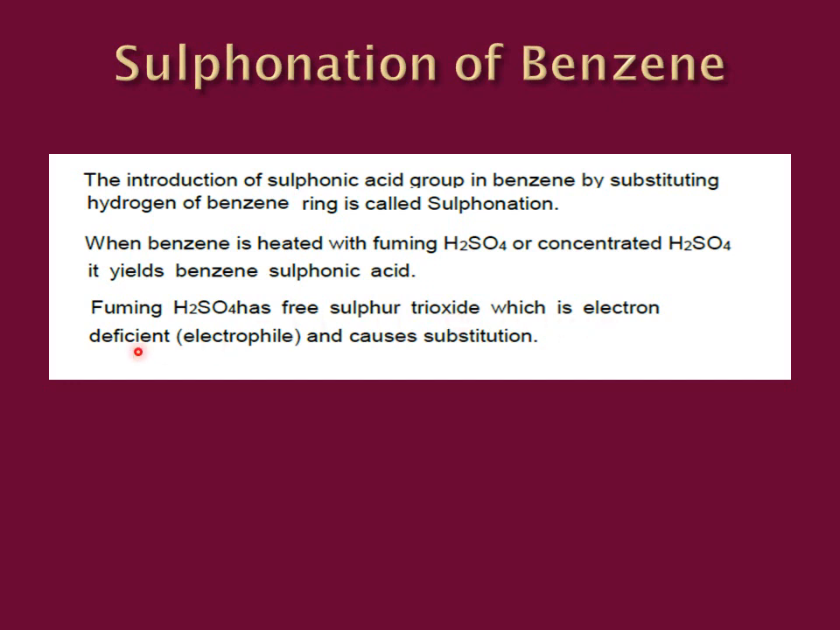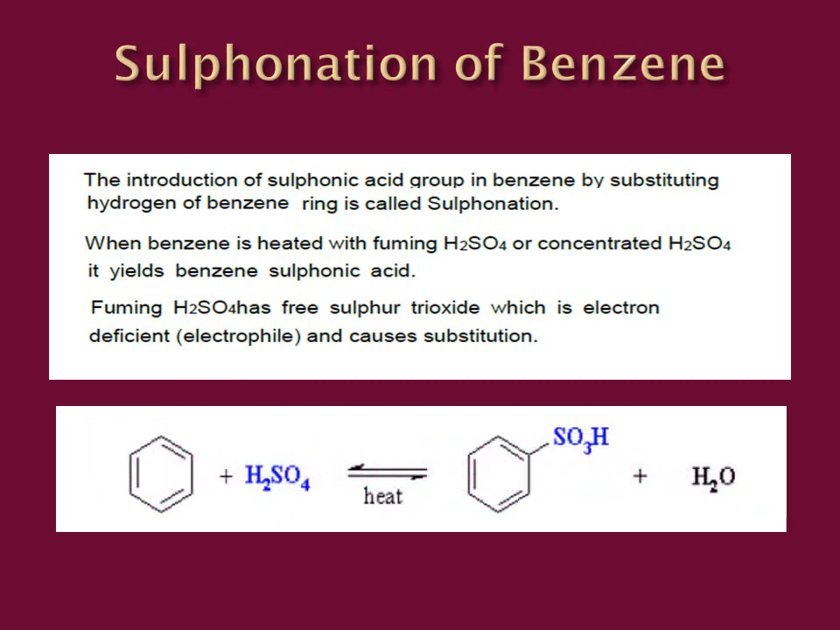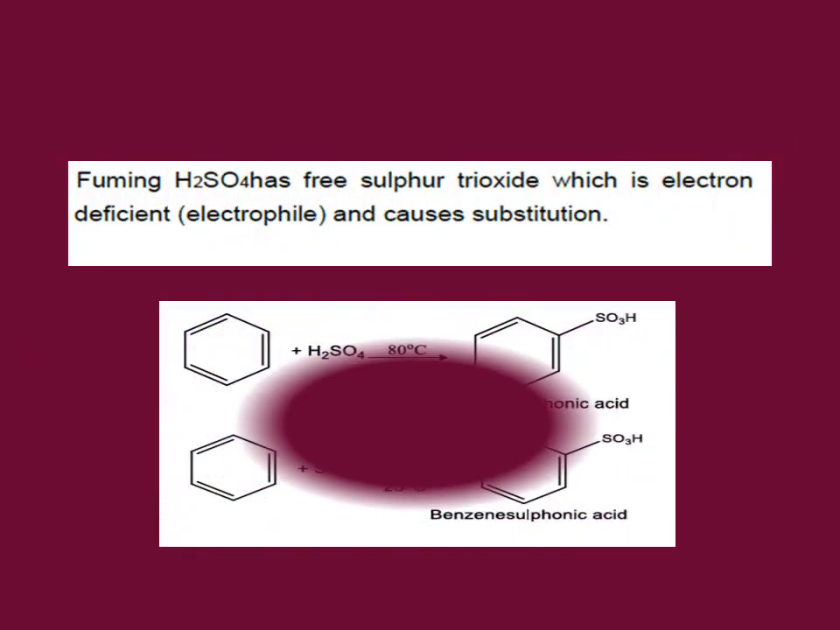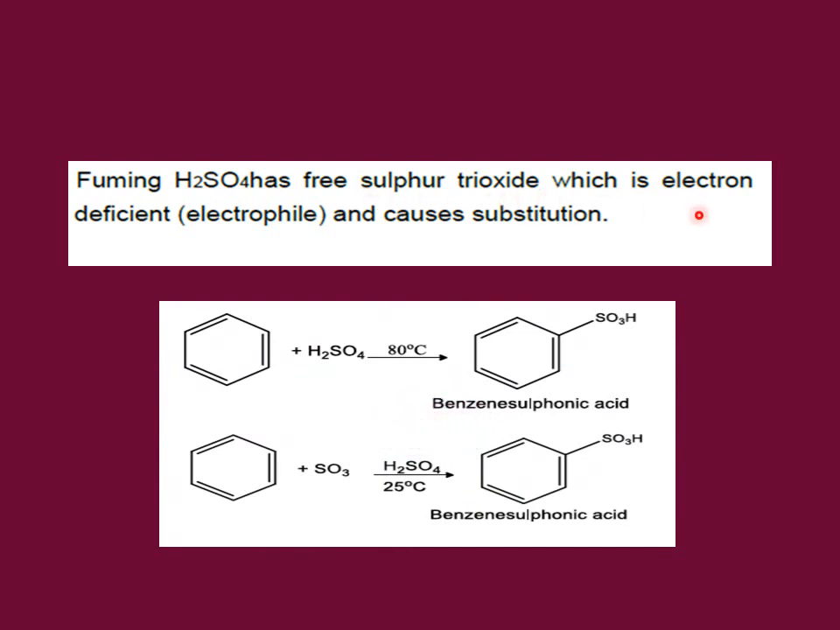substitution. Now students, here is a one-step reaction. When benzene is reacted with concentrated sulfuric acid or fuming H2SO4, and it is heated, it gives benzene sulfonic acid along with water. Students, the fuming sulfuric acid has free sulfur trioxide, which is electron deficient, as we have discussed. So with sulfuric acid, when it is heated at 80 degrees Celsius, it gives benzene sulfonic acid, or when it is reacted with sulfur trioxide at 25 degrees Celsius, it gives benzene sulfonic acid.